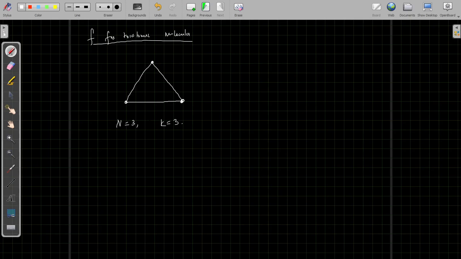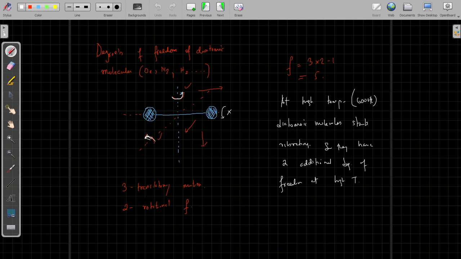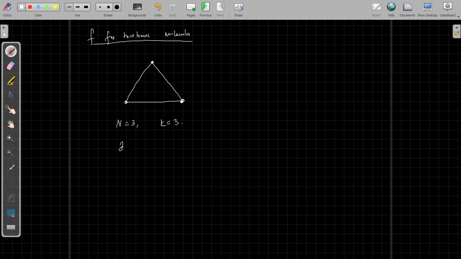right? And so 3 translational. Look at this case. We had 3 translational and 2 rotational. That's why it is 3 into 2. So in this case, what do you think? I'll write here 3 translational, 3 rotational. How 3?